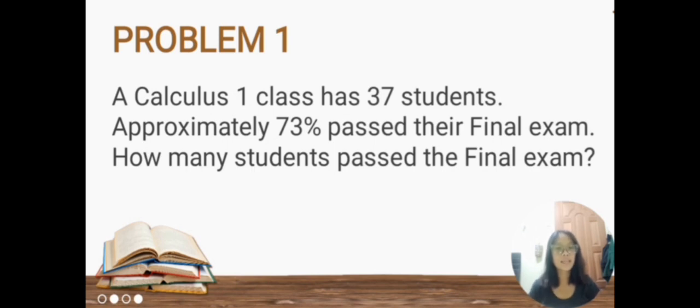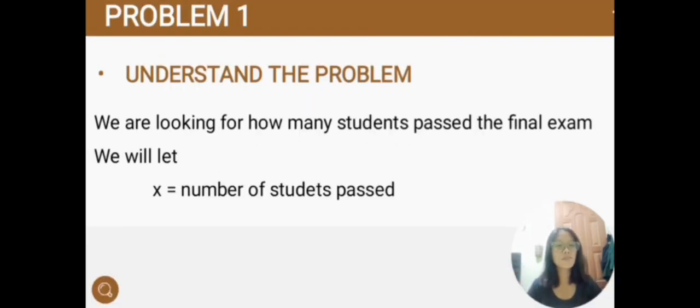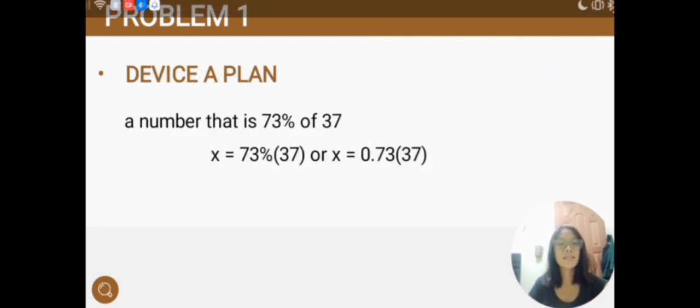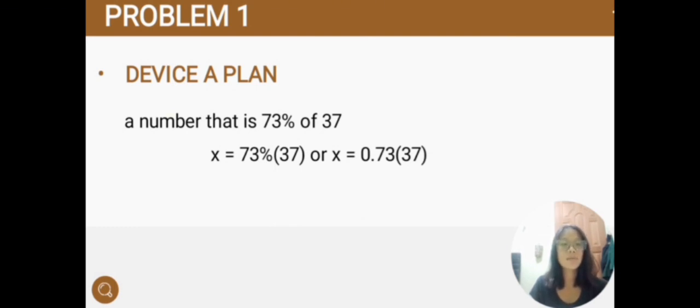Using Polya's 4 steps in problem solving, first we have understand the problem. We are looking for how many students pass the final exam, so we let x equal the number of students who pass. Next, devise a plan: a number that is 73% of 37. So x is equal to 73% multiplied by 37, or x is equal to 0.73 multiplied by 37.